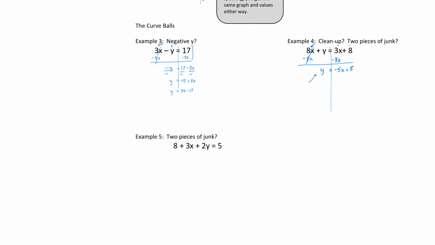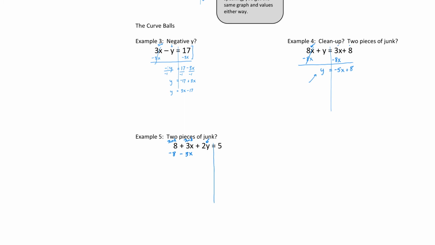Next, example 5. Now, we're going to draw the wall again, and you're going to see that this is a little confusing. Here's my y. Now I have two pieces of junk. I have the positive 8, and I have the 3x. Now, some kids prefer to get rid of it in one step, where you can do minus 8 and a minus 3x. And some people prefer to do one at a time, where you could just get rid of the minus 3x or the minus 8. I'm going to do them both.